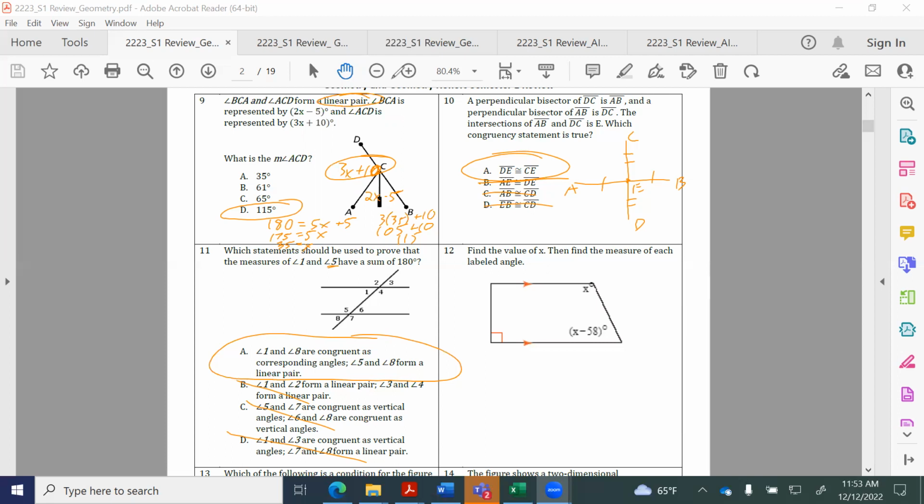All right, 12. Find the value of x. So again, we're just looking for x. Find the measure of each labeled angle. Oh, so actually we're doing 2 parts. So finding x and then finding each of the labeled angles.